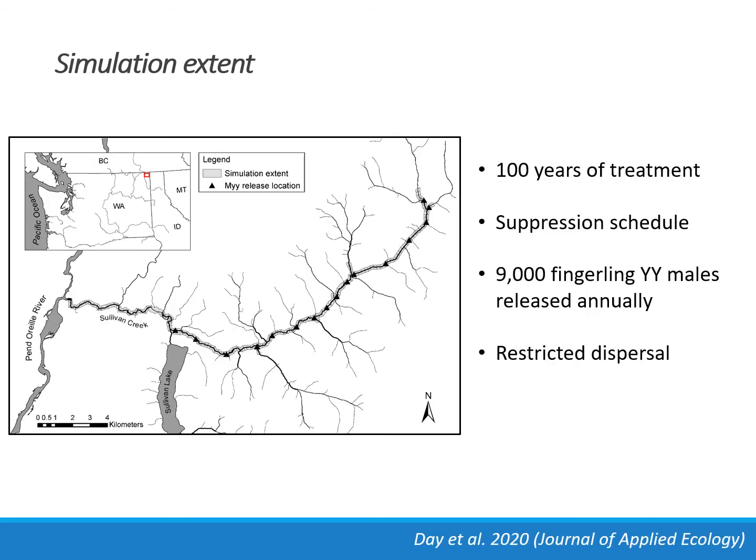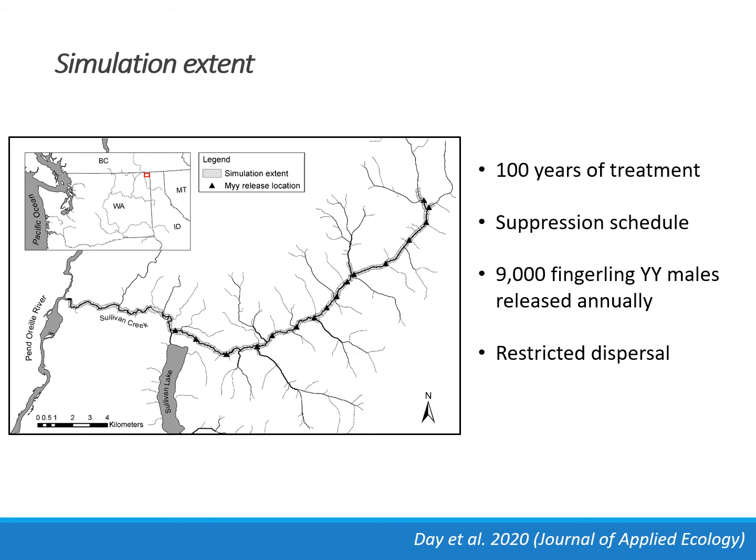And here is the study system that we simulated. This is Sullivan Creek, which is just not too far from Spokane, just a couple hours north. It's a tributary to the lower Pend Oreille River, and it's inhabited by both cutthroat trout and brook trout. And so this is where the program is ongoing.